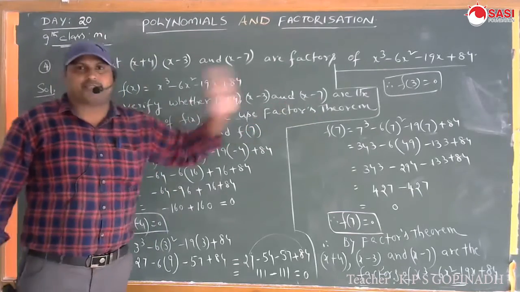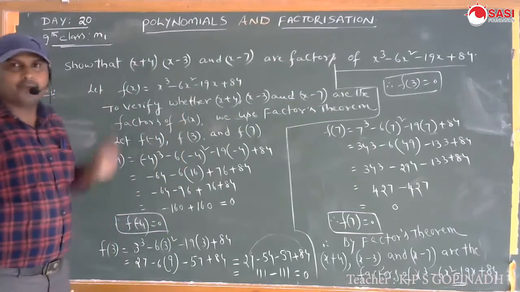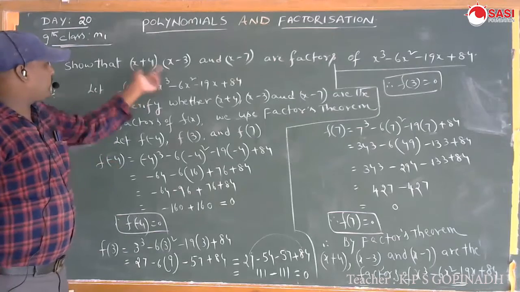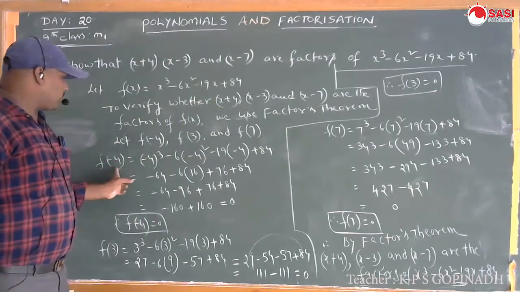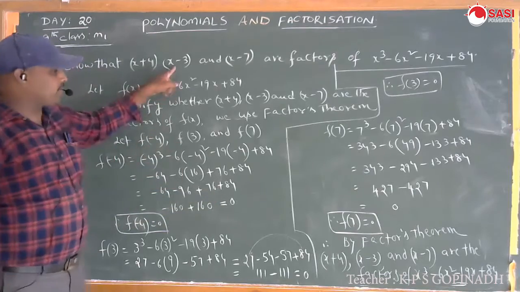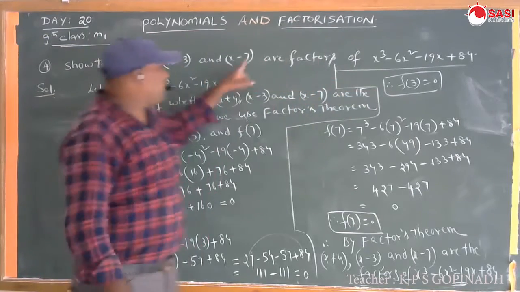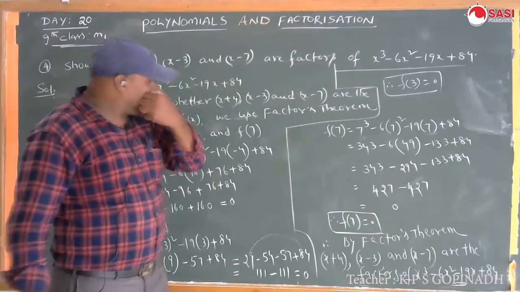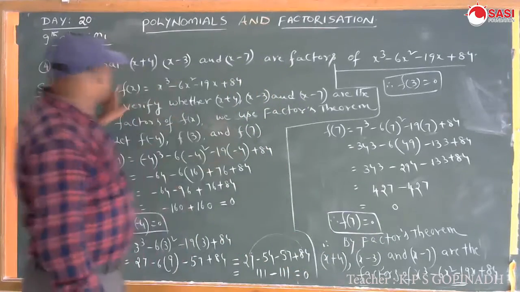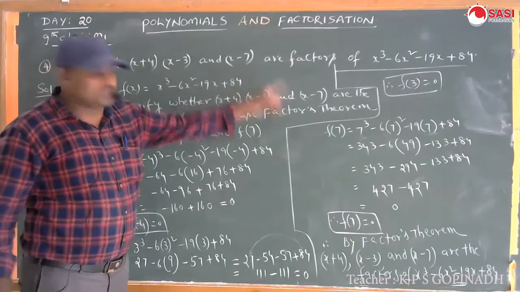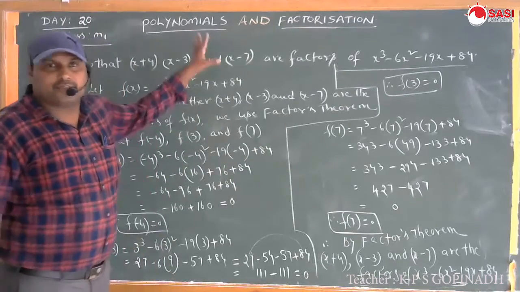We use the factor theorem. According to the factor theorem, we have to calculate f of minus 4, f of 3 and f of 7. So f of minus 4 means we got 0. F of 3 we got 0. And f of 7 also we got 0. So by the factor theorem, x plus 4, x minus 3 and x minus 7 are the factors of the given polynomial.